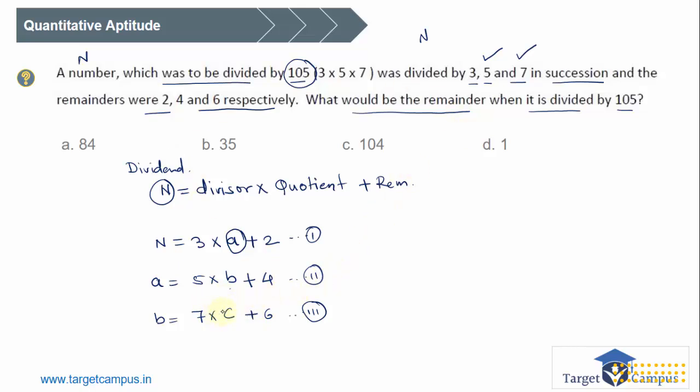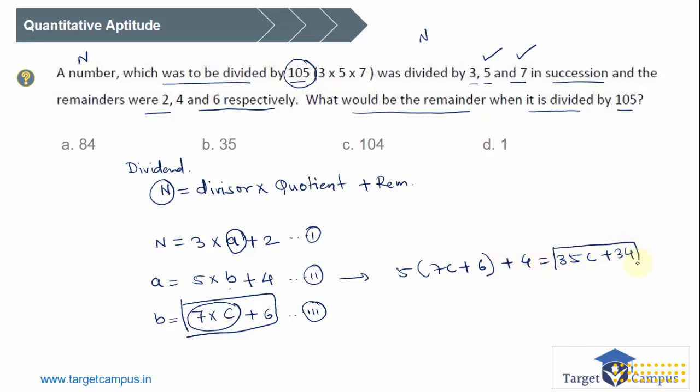Now just put the values. b's value is 7c plus 6, so let us put it here. In this step I am putting the value of b: 5 into 7c plus 6, plus 4. This step will give us 35c plus 30 plus 4, that is 34. This is the value of a. I hope you are understanding.